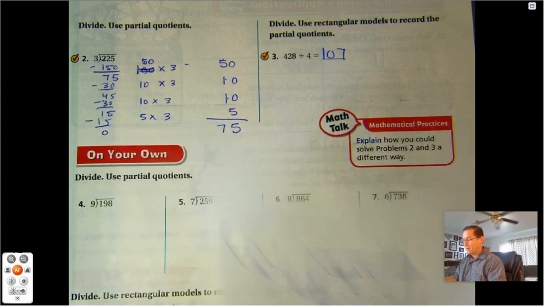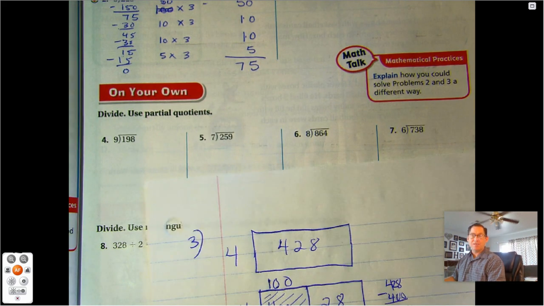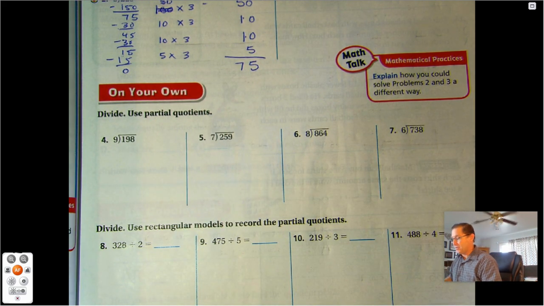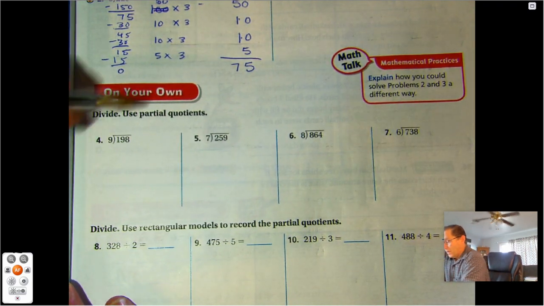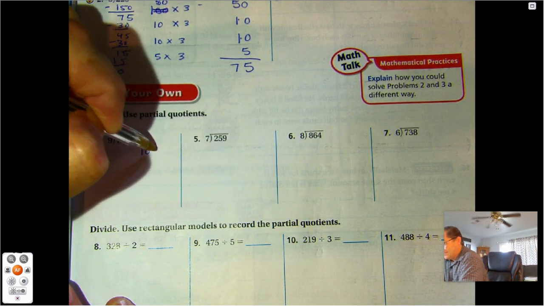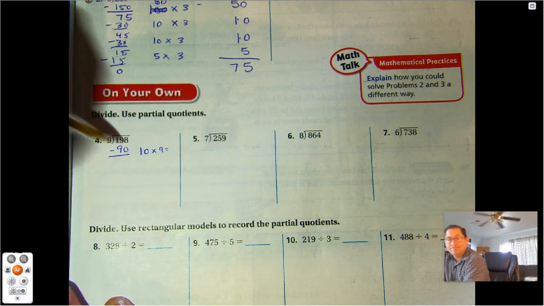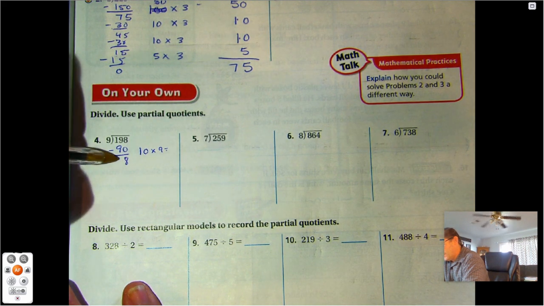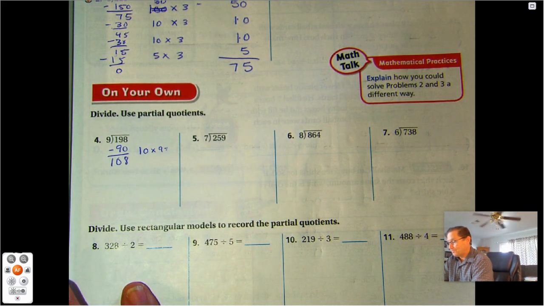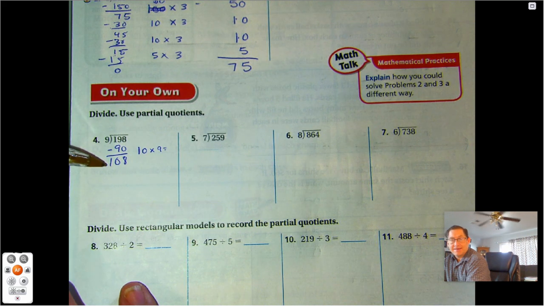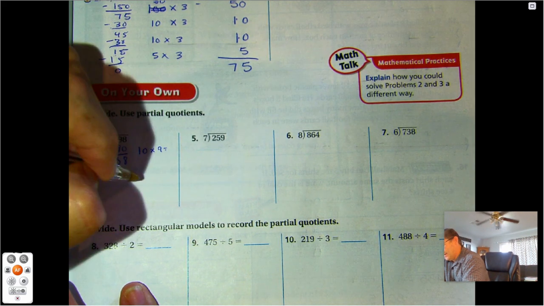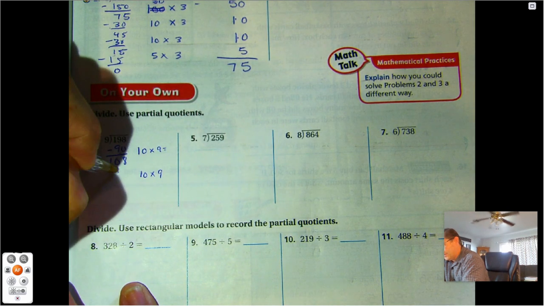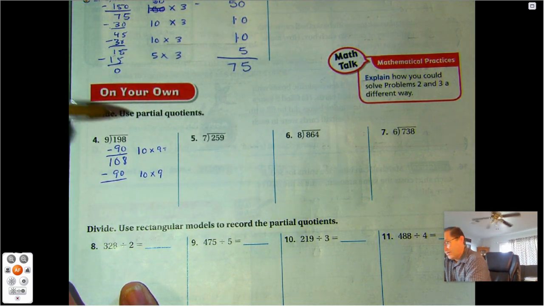All right, number 4. 198 divided by 9, and we need to use partial products. Well, I know I can take away 10 at least. So I'm going to go 10 times 9. And 10 times 9 is 90, right? That leaves me 108. Now if we have 108, can I still take away another 90? Sure I can. So 10 times 9 again, and that gives me 90 again. So 108 take away 90 is 18.